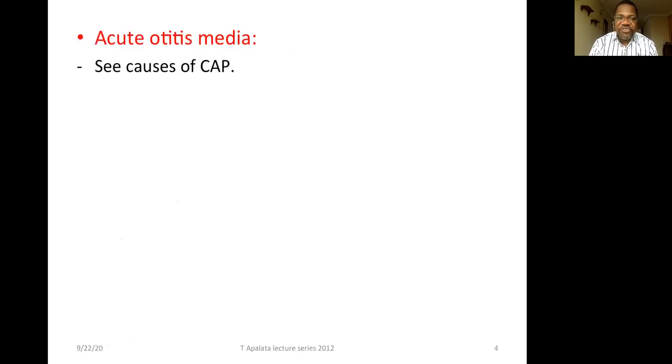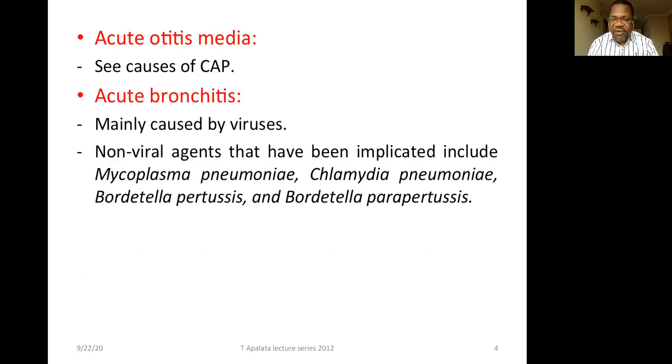Then the second condition is acute otitis media. The causes of acute otitis media are the same causes of community-acquired pneumonia. So when we discuss community-acquired pneumonia, you will remember that the same causes of community-acquired pneumonia are the causes of acute otitis media. So just follow, in a minute we will discuss community-acquired pneumonia.